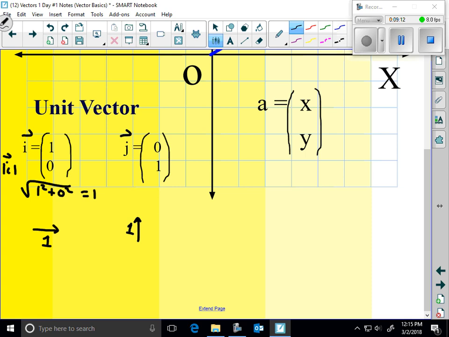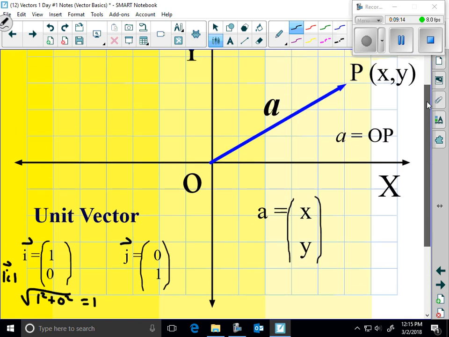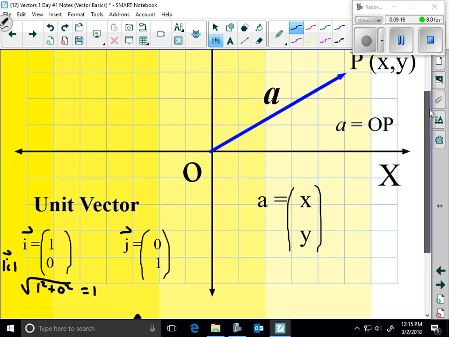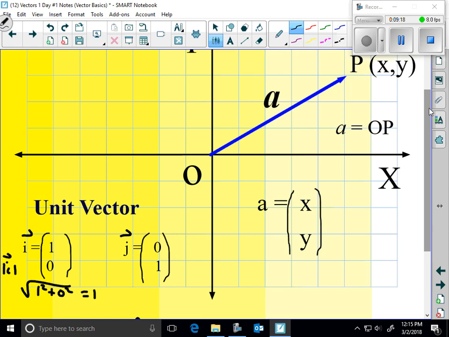But what if your vector is not just horizontal or vertical in movement, right? Like A here. Well, A looks to be, what is that, 5, 3? Oh, my goodness. Okay, there we go. That's the weirdest looking 3 I've drawn today. Okay, so A is 5, 3.